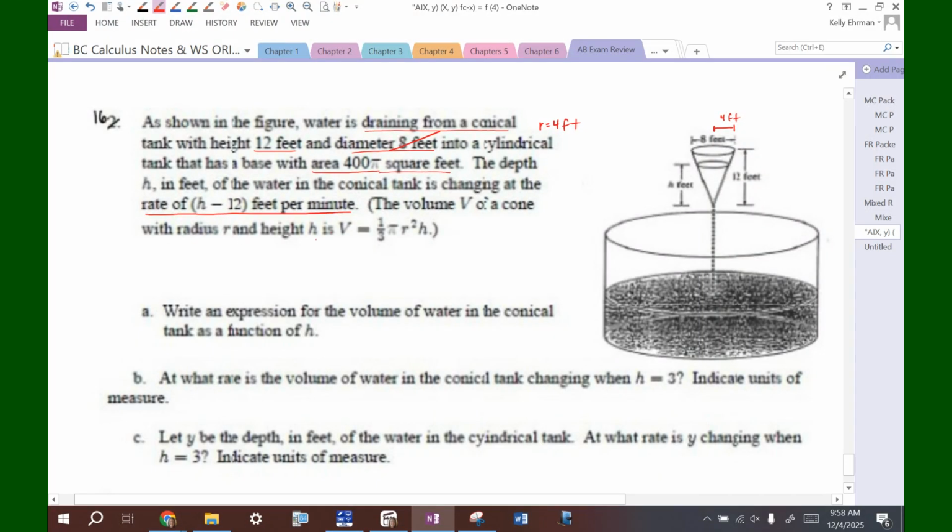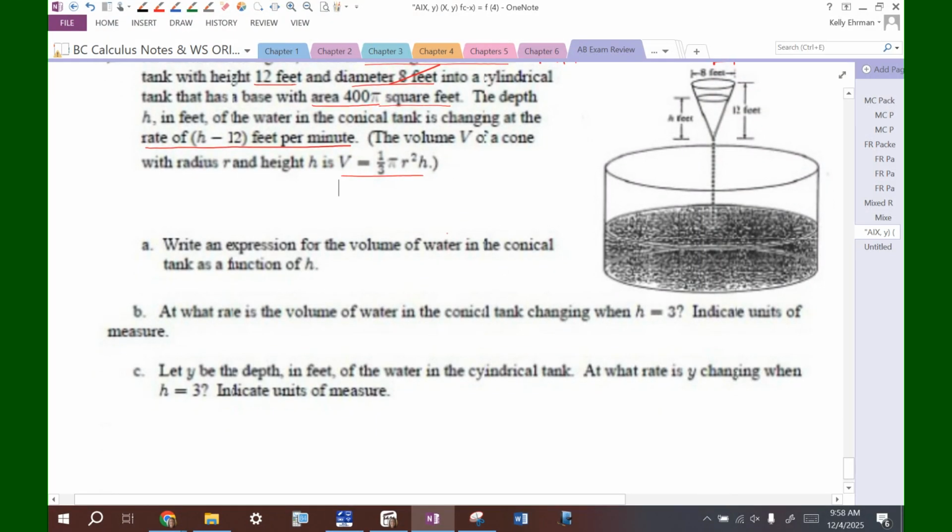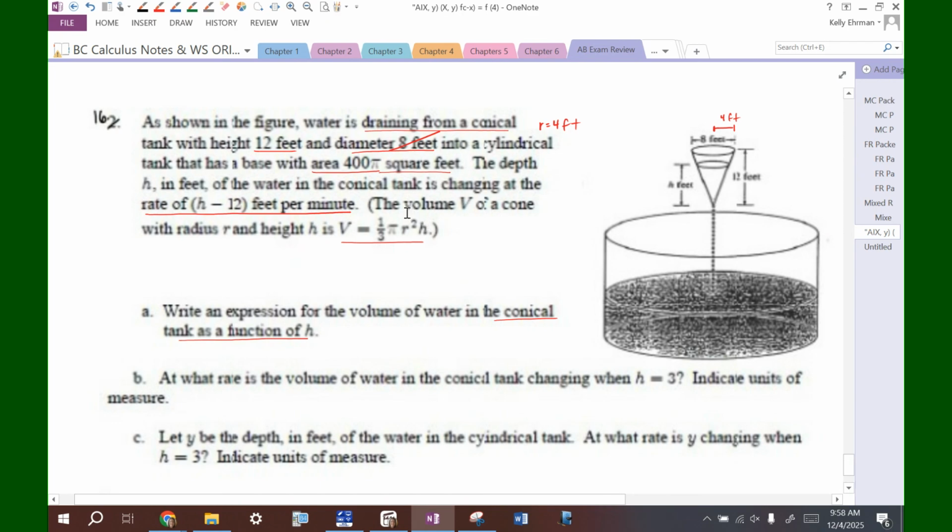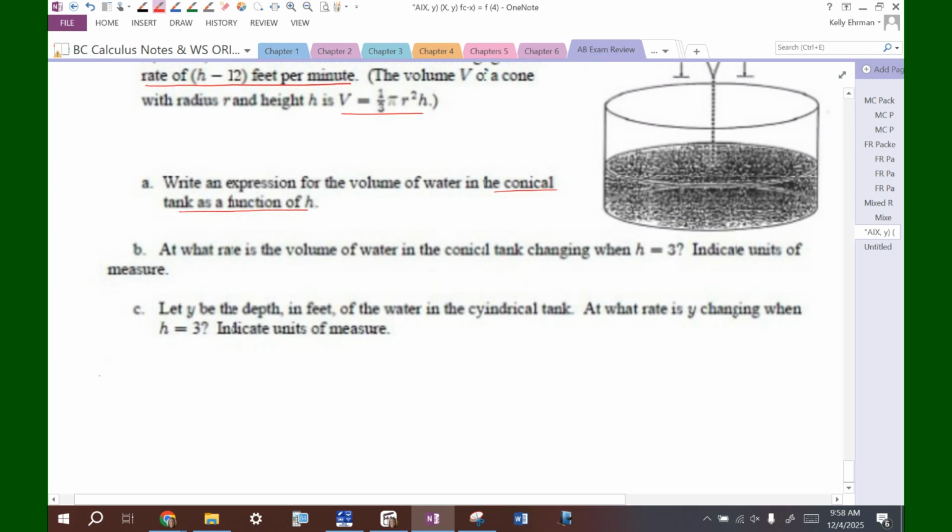The volume of a cone is this. Okay. Write an expression for the volume of water in the conical tank as a function of h. That means that here's our volume as a function of r and h. We need to just get h as the variable. So for the first part, actually, let me do this down here.